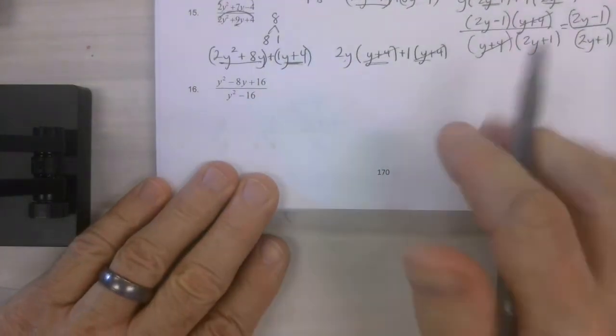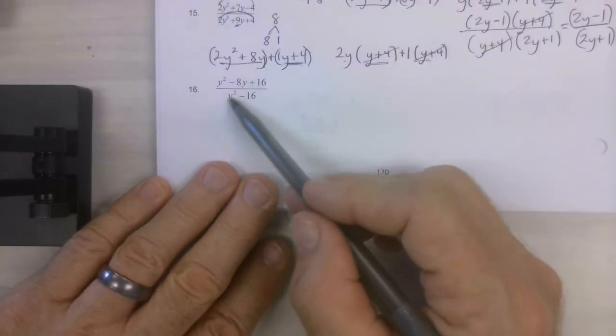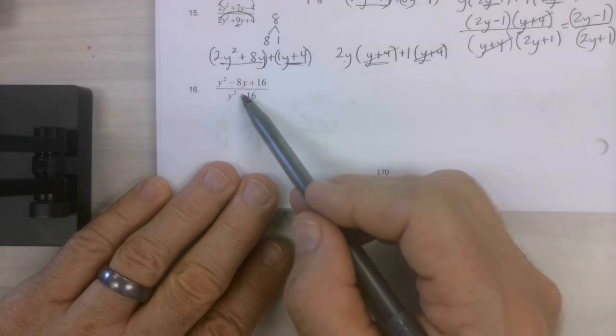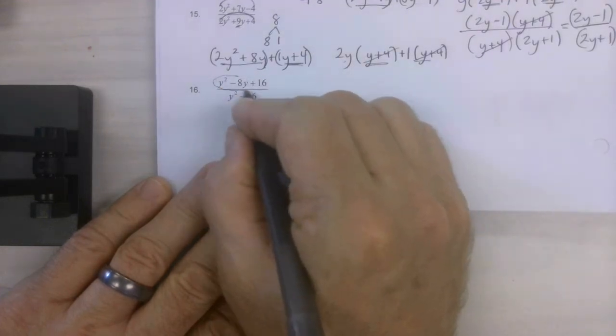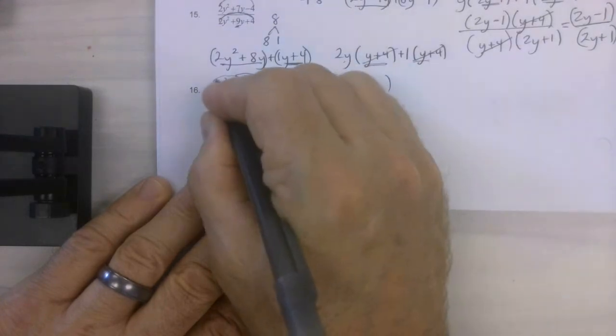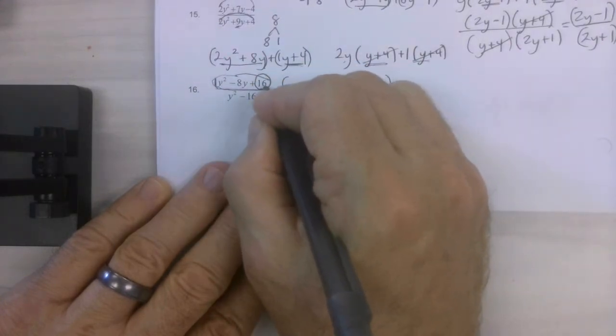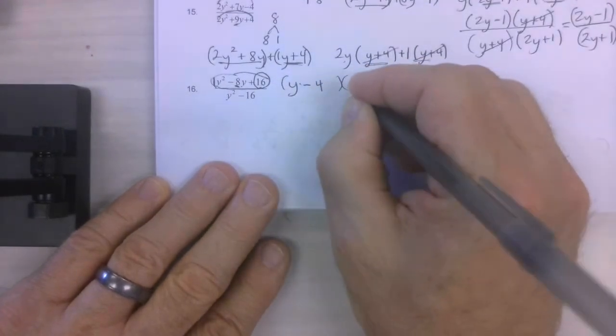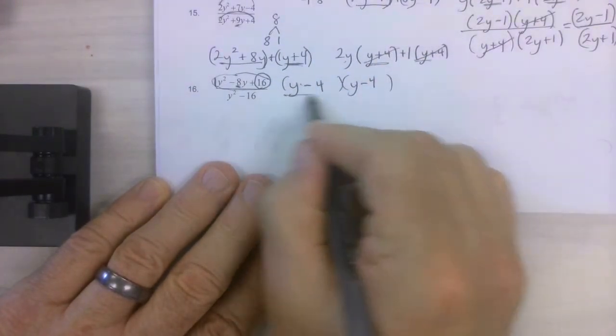Number 16, can I take out these y squareds? No. Can I take out these 16s? No, because of the subtraction and addition. So I got to factor this. And because it's a leading-coefficient-of-1 trinomial, I say, hey, what two factors of positive 16 add up to negative 8? That'd be (y minus 4) and (y minus 4).